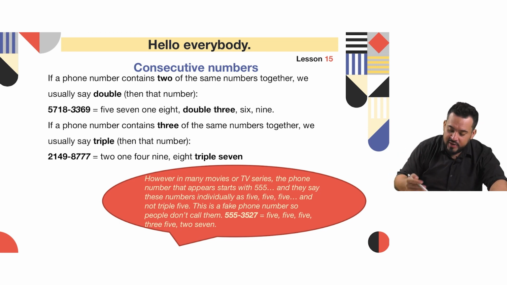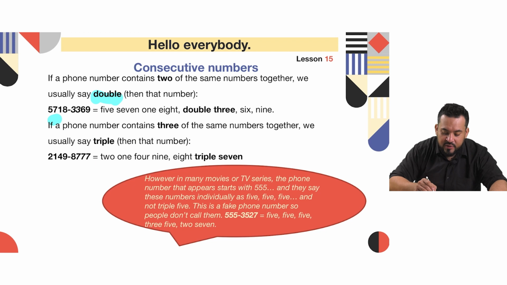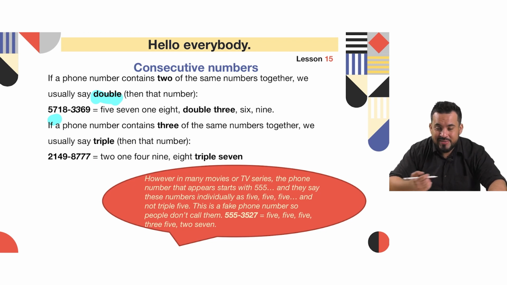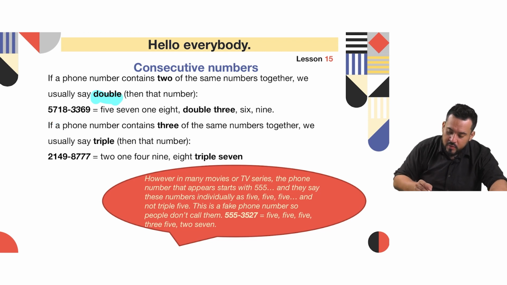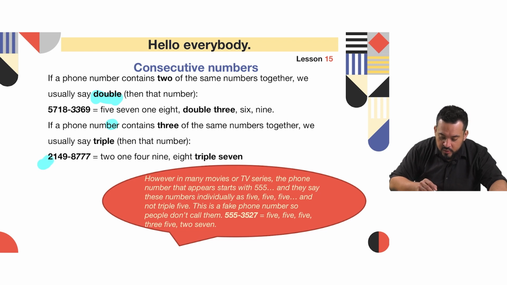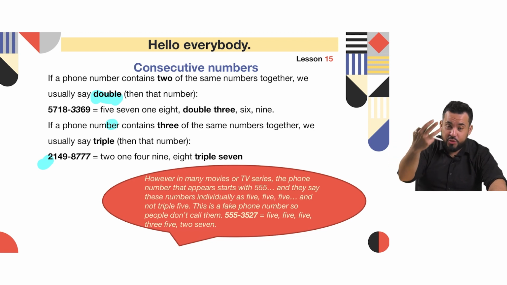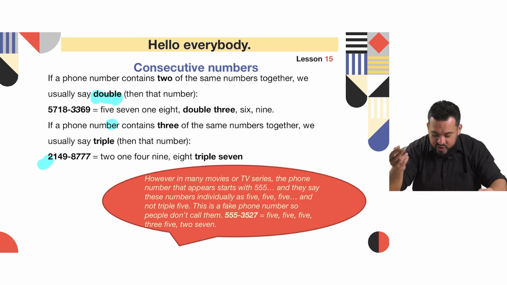Now, if you have consecutive numbers, it means double numbers. If a phone number contains two of the same number, then you will use "double." Okay. So we will say 5178-3369.